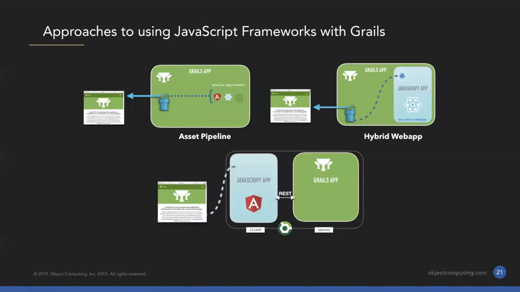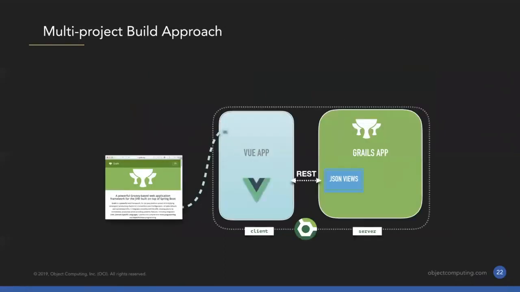But the approach we're going to talk about, and this is the approach taken by the Vue profile, is what I call the multi-project build. The idea here is that we are going to have a separate standalone client application, which in this case is going to be our Vue.js application. It's going to have a REST API Grails application. That means no GSPs, no asset pipeline, just JSON views and RESTful controllers. The server project is going to expose an API to the client project, and the client project will consume it. That's going to be your basic architecture for this application.